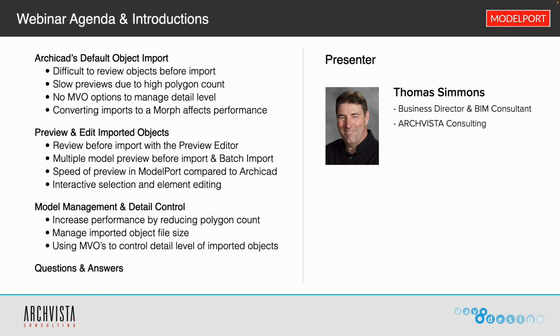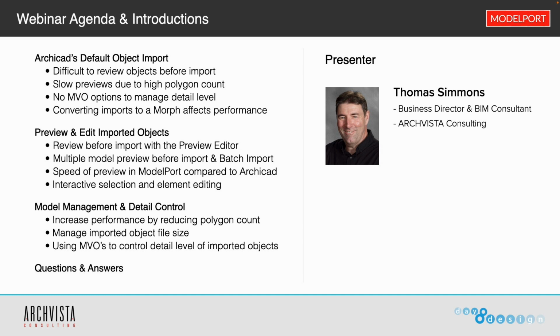We're going to look at three primary topics today. The first is how you can improve some of the areas that ArchiCAD has difficulty in terms of importing objects, in particular, reviewing objects before import, which is something that is difficult to do within ArchiCAD. We're going to look at how to improve the performance of previews, which, if you've got high polygon counts in ArchiCAD, your previews within the object settings can be really sluggish and slow. So we're going to look at that.